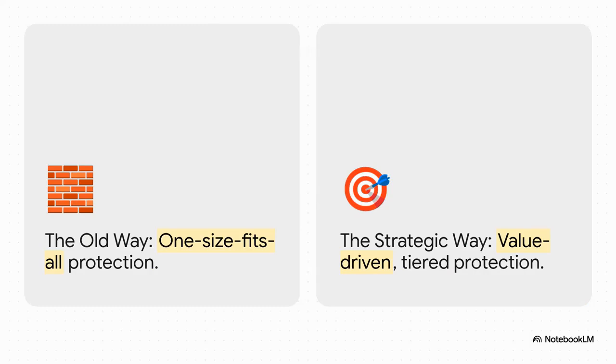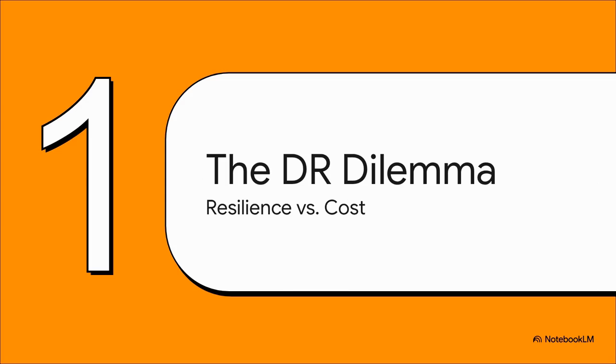So really, this all comes down to two totally different ways of thinking. You've got the old way, which is this one-size-fits-all approach. Just throw the most expensive protection at everything and hope for the best. And then there's the strategic way. And this is what we're all about today. It's value-driven, it's tiered, it's about making sure the protection perfectly fits how important each workload really is to the business.